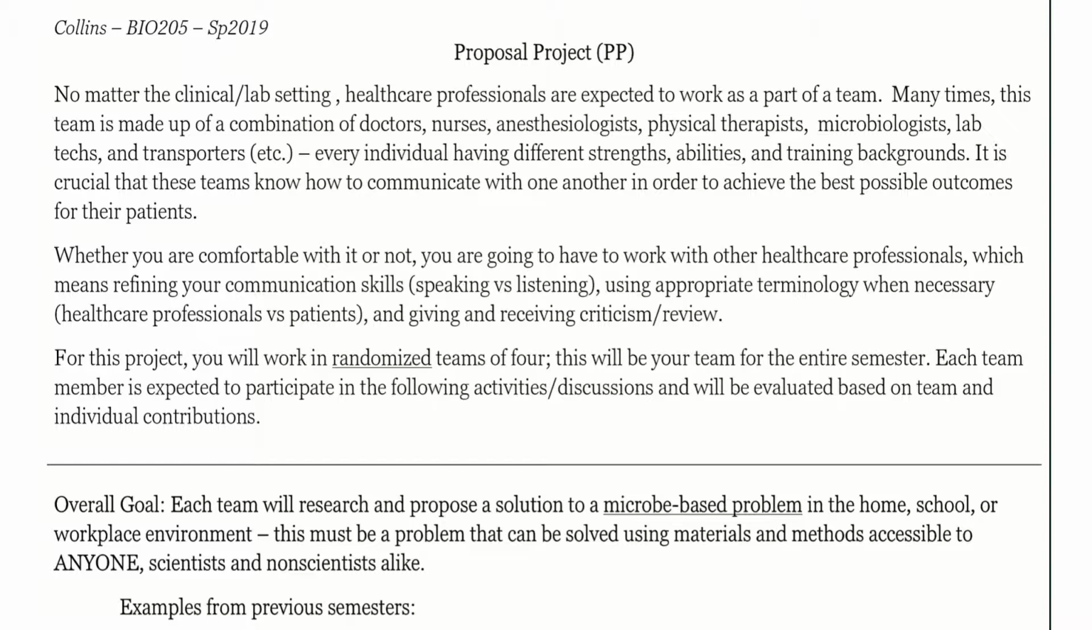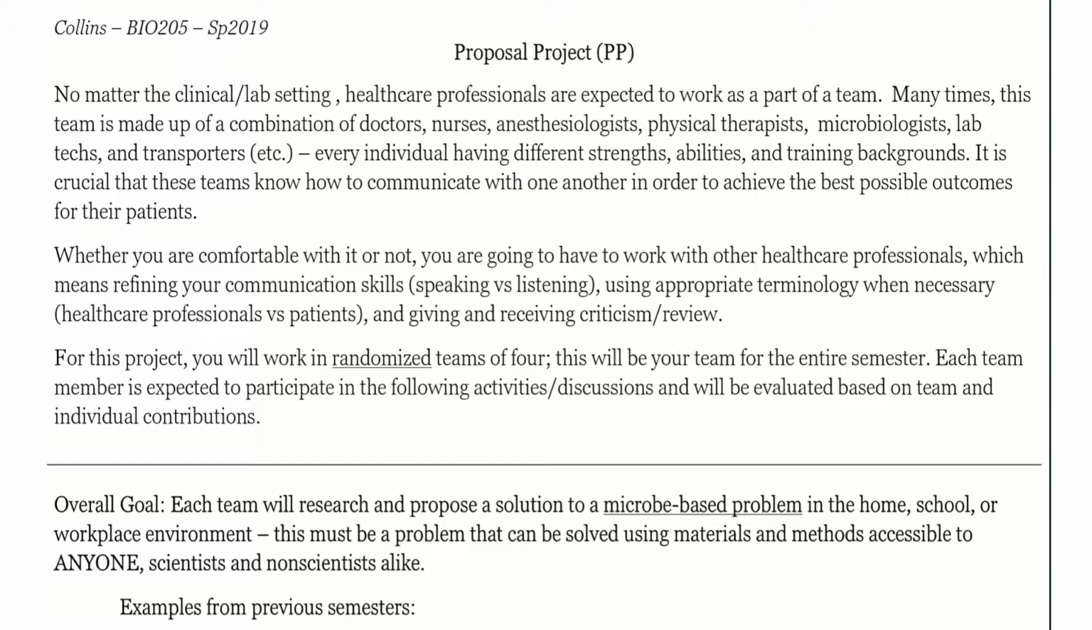For example, speaking versus listening. Also, using appropriate terminology when necessary. For example, speaking to healthcare professionals versus speaking to patients. And finally, in giving and receiving criticism and review.